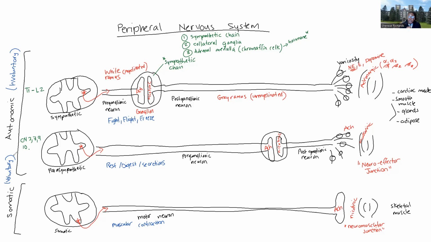So where these fibers come from in the spinal cord, let's just label that out here. So the lateral horn. Lateral horn, ventral horn.